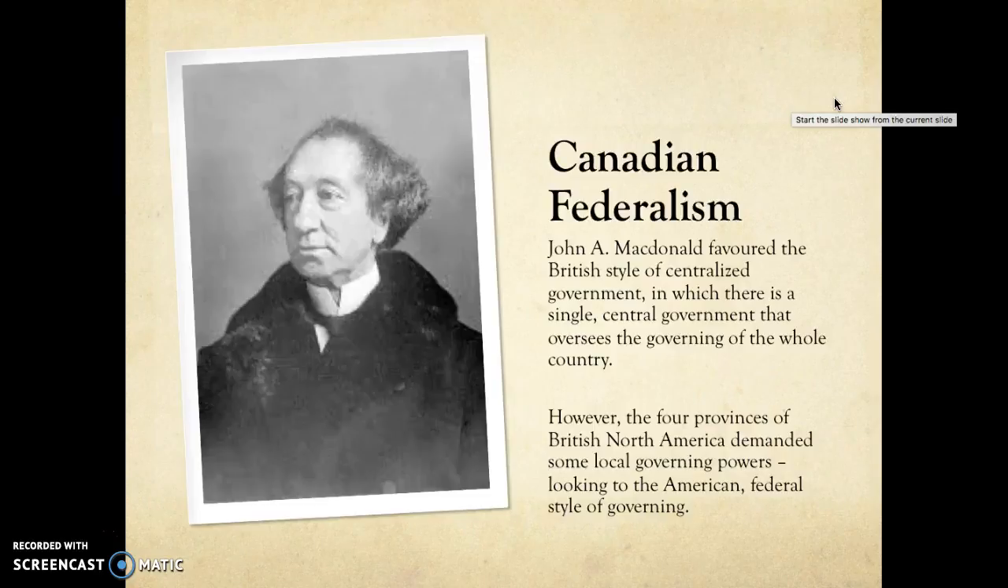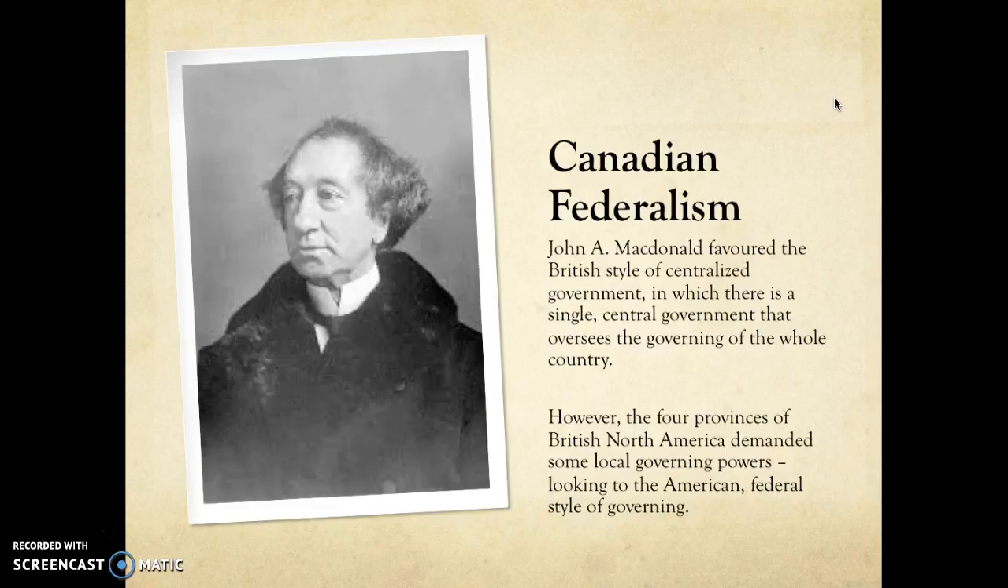Canadian federalism. John A. Macdonald favored the British style of centralized government, in which there was a single, central government that oversees the governing of the whole country. However, the 4 provinces of British North America demanded some local governing powers, looking to the American federal style of governing. In a federal system, there are separate and distinct powers for the central or federal government and the provincial or state governments. A central government addresses national concerns, while provincial governments address local concerns.